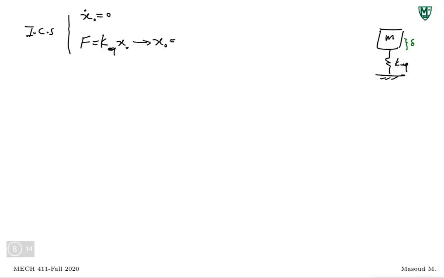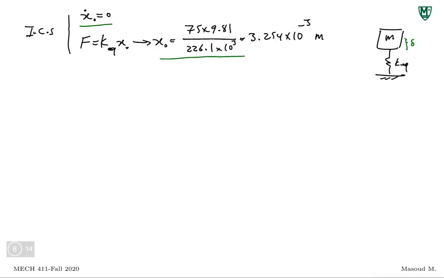So x naught would be the weight over k. This F would be the weight, so 75 kilograms times 9.81 over the k, 226.1 times 10 to the 3. If you do this, you will get 3.254 times 10 to the minus 3 meter. So now you got your initial velocity and you got your initial displacement. Initial displacement came from the fact that this beam, which I'm replacing with the equivalent spring, is stretched a little bit because of the weight of the pump.